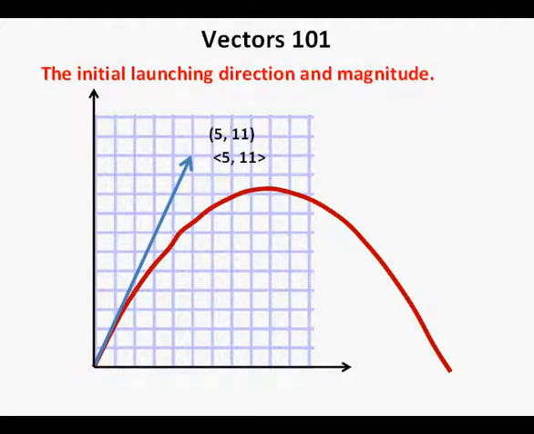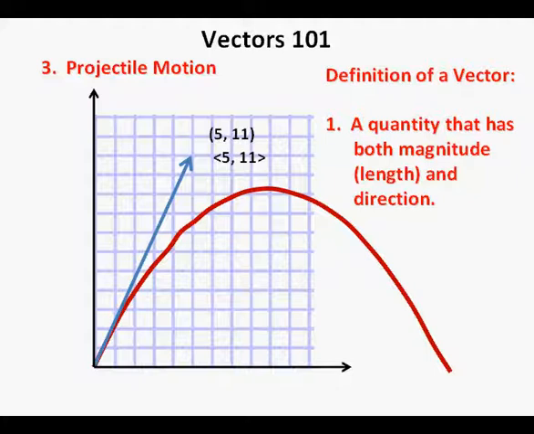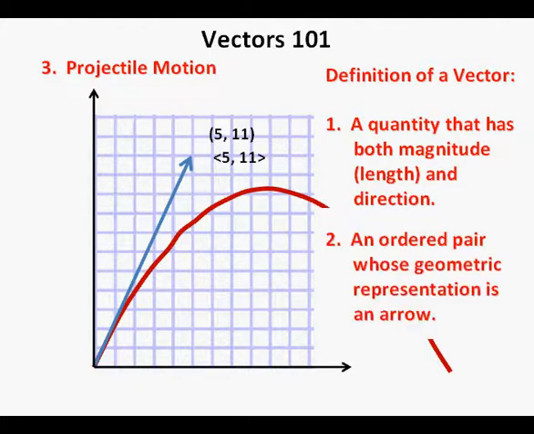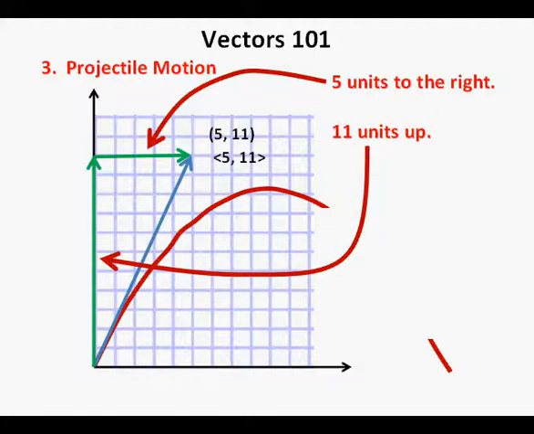a vector. I've seen it in angular brackets like this. A vector, again, has two attributes, magnitude and direction. In fact, that's a definition of a vector. Its quantity has both magnitude and direction. Magnitude, again, is another word for length. And on a coordinate plane, it has another definition. Again, a vector is an ordered pair whose geometric representation is an arrow. This vector can be separated into vertical and horizontal components. The vertical component is 11 units up, and the horizontal component is 5 units to the right.